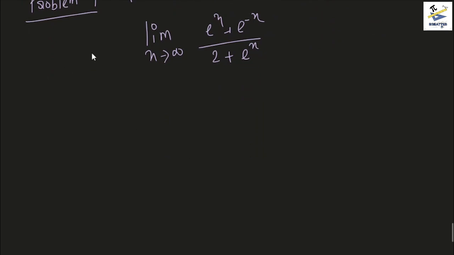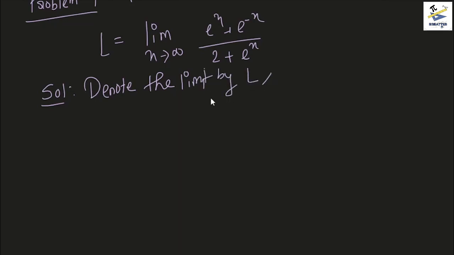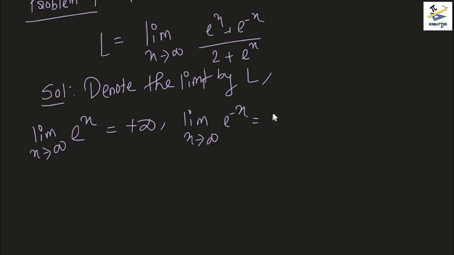So let's do it. Let us name the limit L first. So in the solution I will denote the limit by L, and we have to note a few things like e to the power x when limit x goes to infinity, and when I say infinity I mean positive infinity, honestly. So when this happens, we give the answer as plus infinity, right? But if it is limit x tends to infinity of e to the power minus x, then the answer becomes 0. Okay, so these are some of the things that we need to understand in order to do this problem.